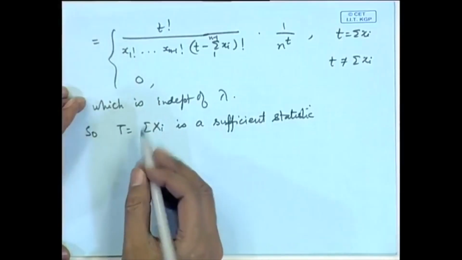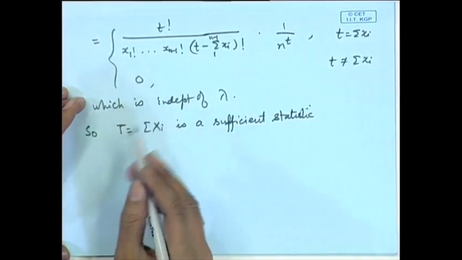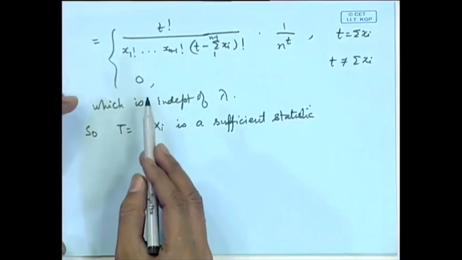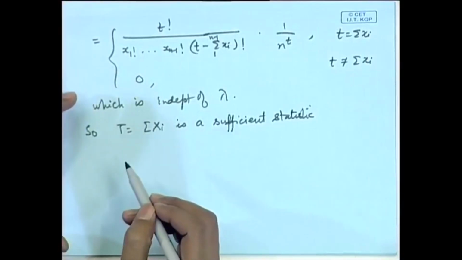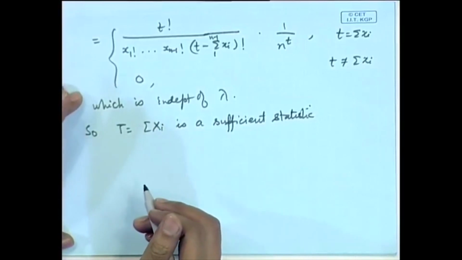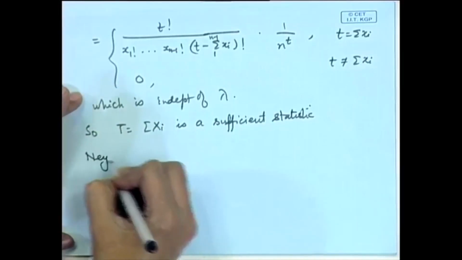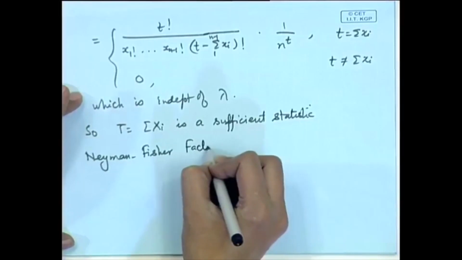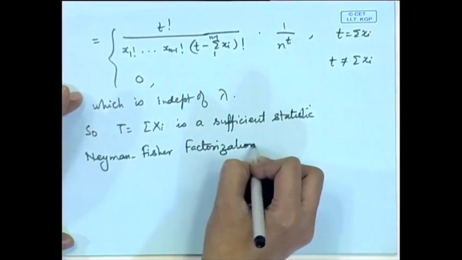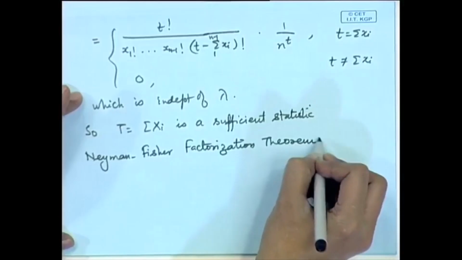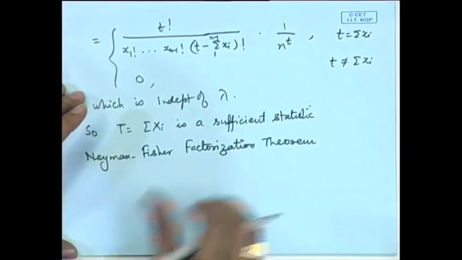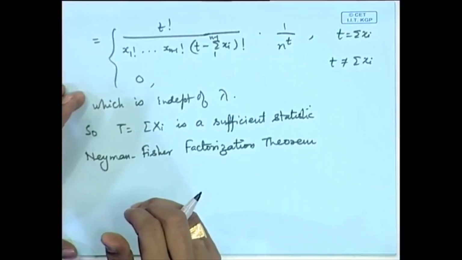Now, this method of proving that the sum of Xi is sufficient involves finding out the conditional distribution, which may be quite cumbersome for various problems. And another thing is that here we have to guess also what would be a sufficient statistic. So, there is another result which is known as the Neyman-Fisher factorization theorem, which allows us to figure out what will be a sufficient statistic in a given problem. I will not state the theorem in a full form, rather we look at the practical aspect of it.